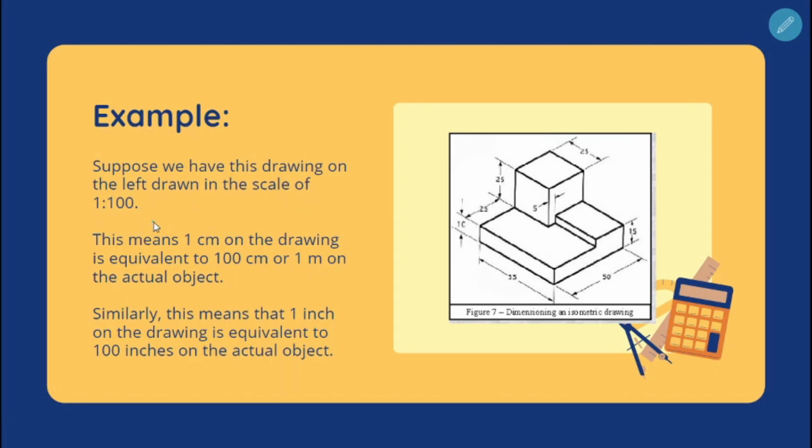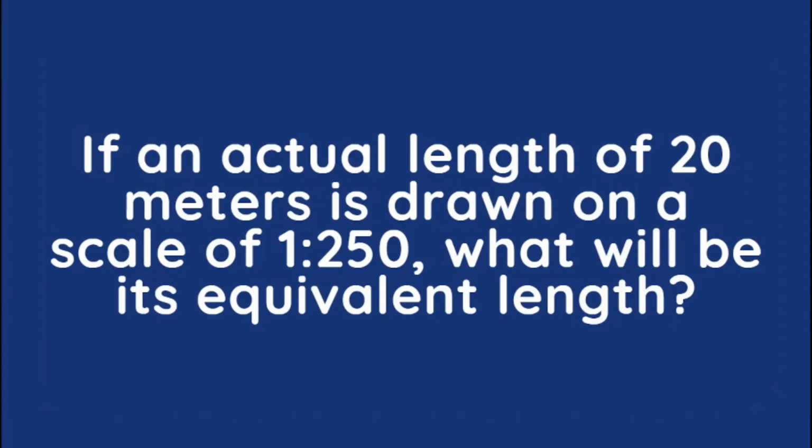That is how we visualize it. Again, as you noticed, class, we started with 1 on the left, so this is actually a reduced size drawing. On the drawing it is small, but on the actual object it is much bigger. Okay?